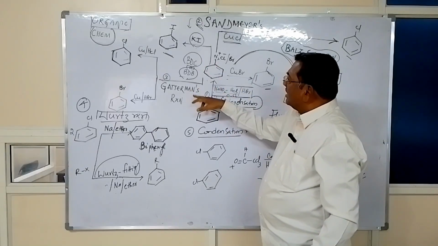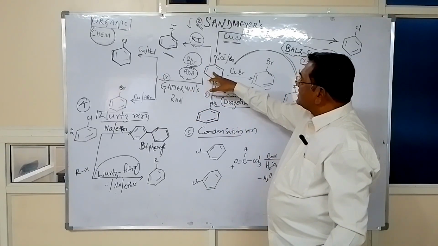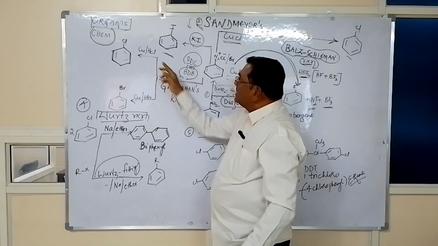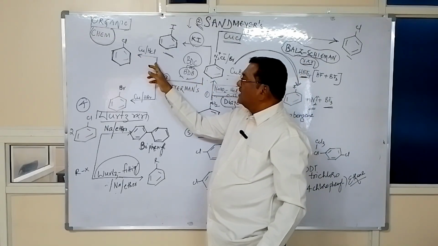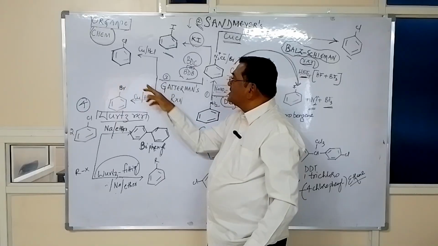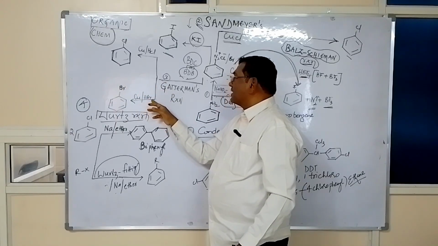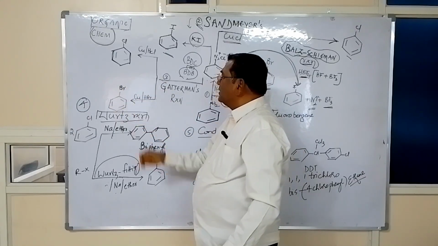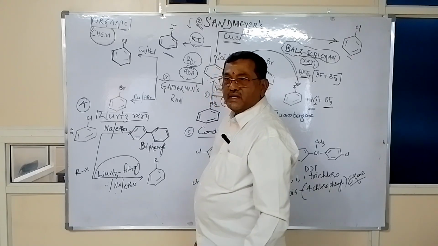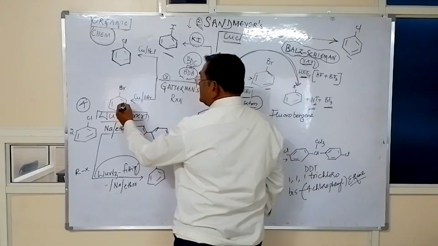And next one, children: whenever benzene diazonium chloride or BDB is treated with Cu and HCl, you again get chlorobenzene. If treated with copper powder and HBr, that gives us bromobenzene. Follow, children? These are the products.